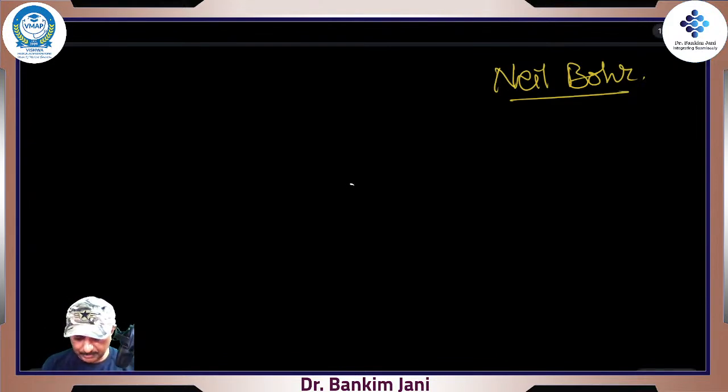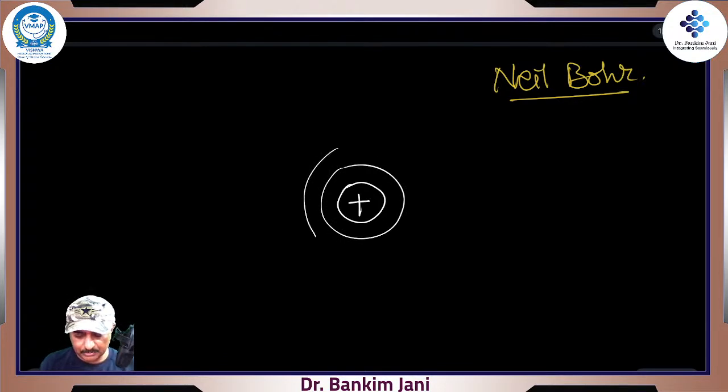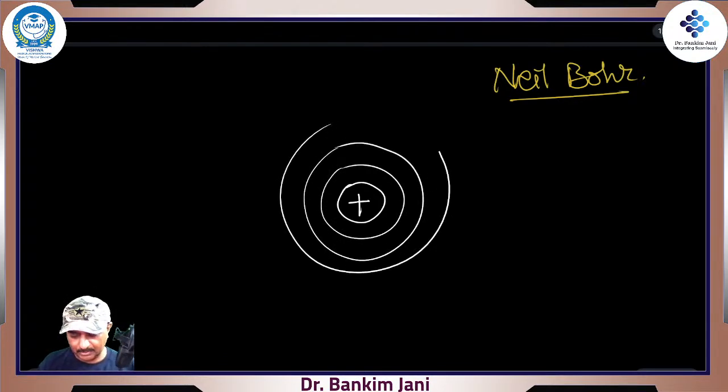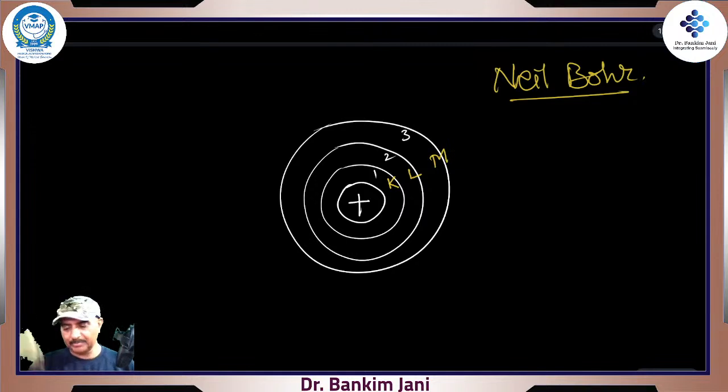So this is what really happens in the X-ray machines. We have a nucleus inside, which is positively charged because of protons. Then there are orbits. This will be the first orbit, second orbit, third orbit, and they are given the names K, L, M, N. This is K, this is L, this is M, then N. This is not the first orbit, this is the nucleus. So that's how we keep it.